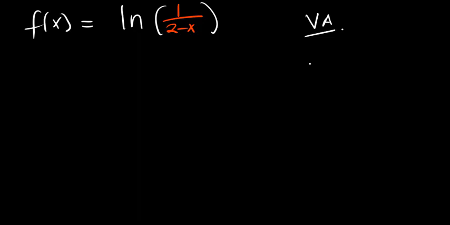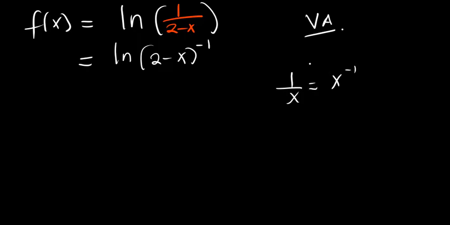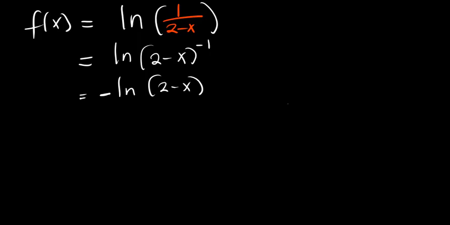Now here, because there is one on top, to make things simple and straightforward, I'm going to change this to be ln. If there is one on top, that's the same as (2 - x) raised to the power -1. I can put -1 outside because 1 over x is the same as x to the power -1. The property of log allows me to shift the power to come in front, so that becomes negative ln(2 - x), like that.